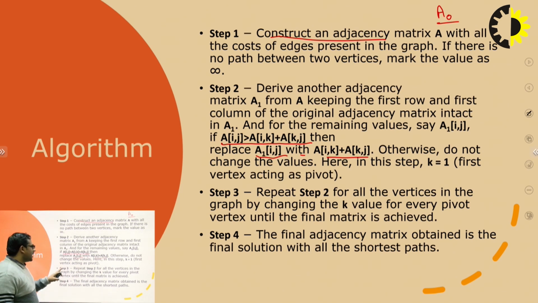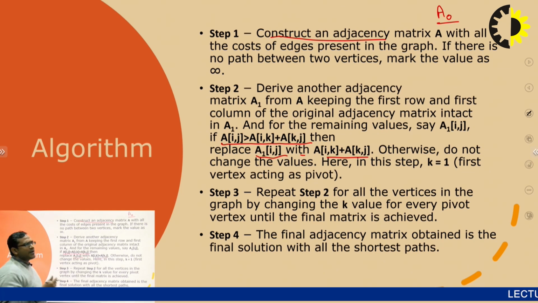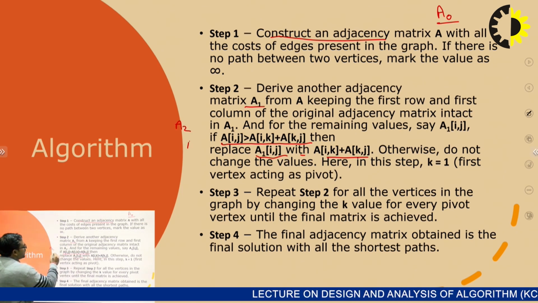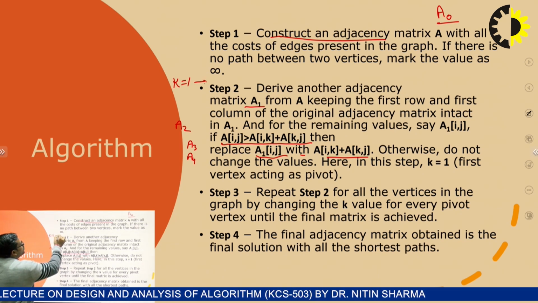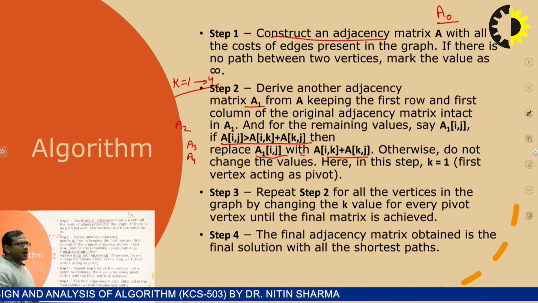Don't worry. In step 3, you repeat step 2 for all the vertices in the graph, changing the value of k for every pivot element until the final matrix is achieved. Suppose you have 4 vertices. Initially you calculate A1, then A2, then A3, then A4. This is the value of k, going from 1 to 4. If you have 5 vertices, k goes from 1 to 5.